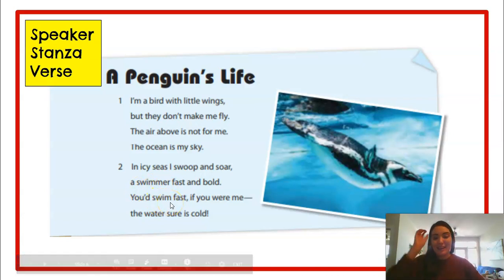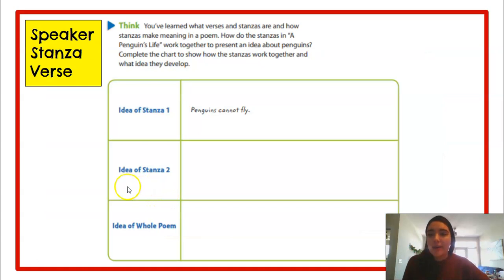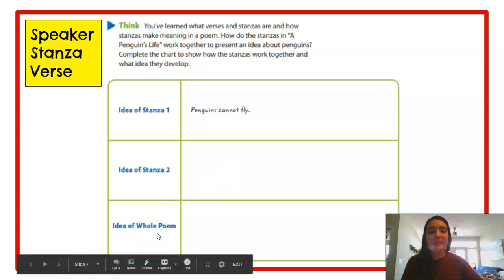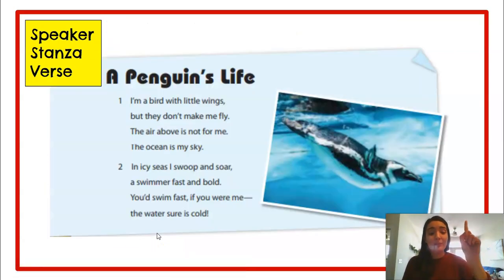The penguin swimming. So I might write an idea of stanza 2. Penguin is a good swimmer, or the penguin is very fast at swimming. I think that would be a good idea for stanza 2. And the idea of the whole poem. So now we're looking at stanza 1 and stanza 2, and we're mushing them together and looking at the big idea of both.